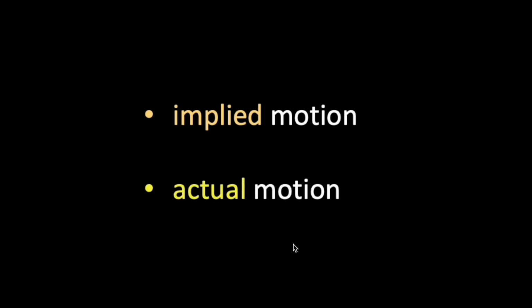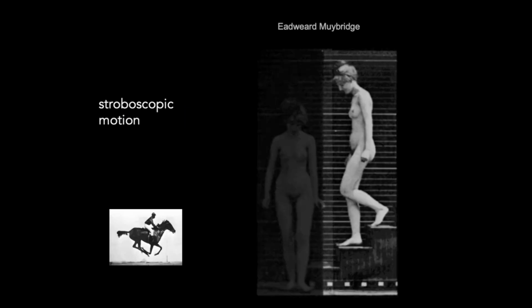Now we've talked about implied motion. Let's talk about some actual motion in art. We see actual motion in artworks that change in real space and time. Examples include kinetic art, a work that contains moving parts, and performance art. In performance art, the artist's intention is to create an experience rather than an object. Another type of art that we'll see it in is film, video, and what we call stroboscopic motion.